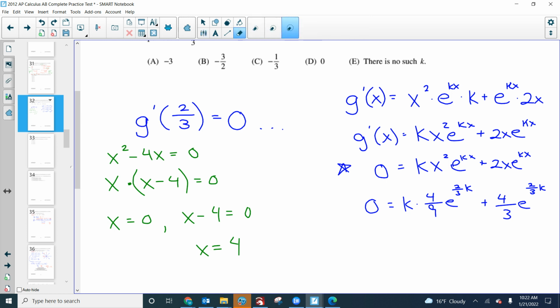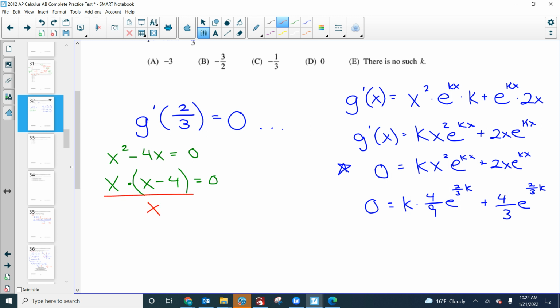Rewind. Another student comes along and they say, well, I'm just going to divide both sides by x. X minus 4 equals, okay, 0 divided by x, 0. X equals 4. What broke down in their logic? Have you ever been taught this? You remember saying this? Why?